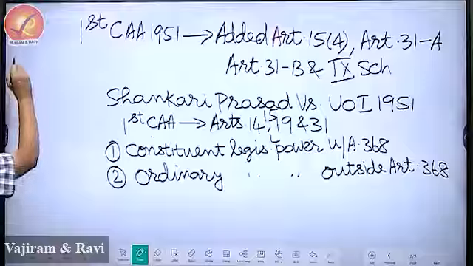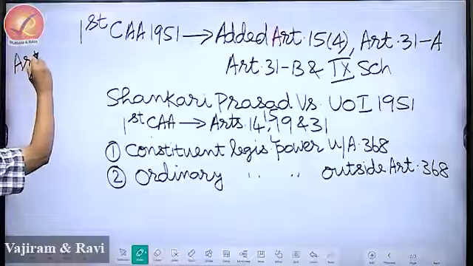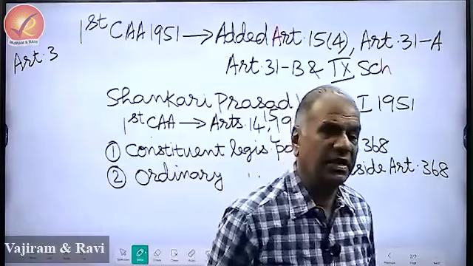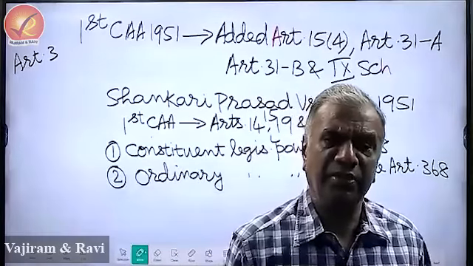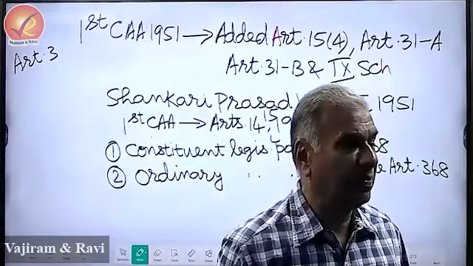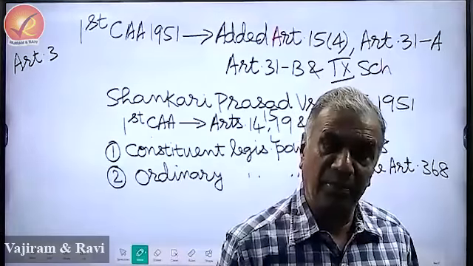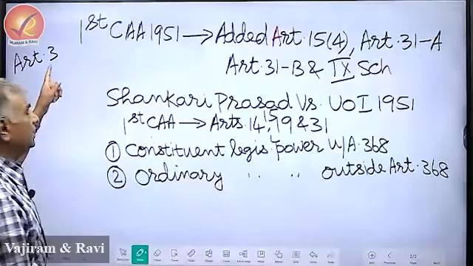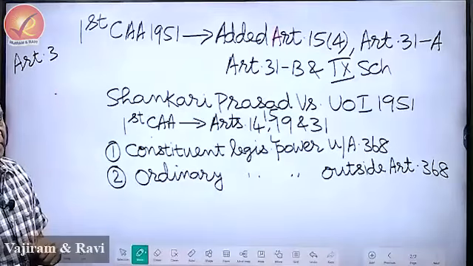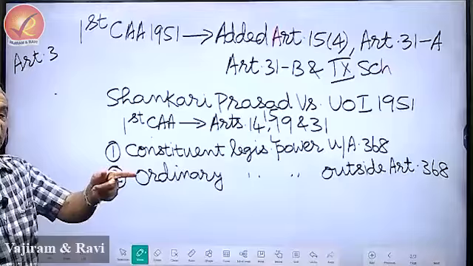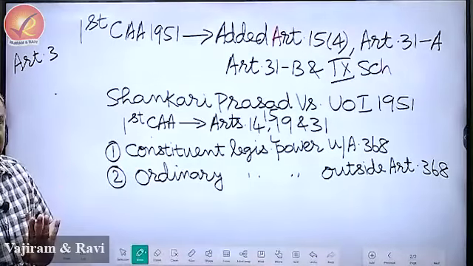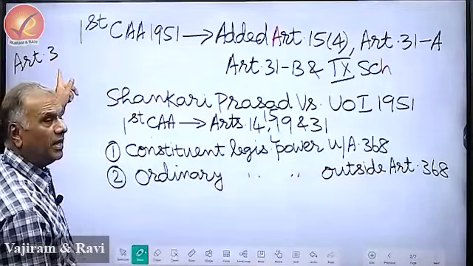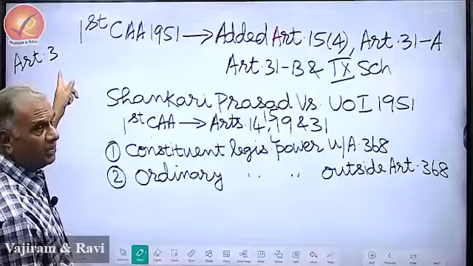For example, what is Article 3? Article 3 says that any change in the name, area or boundary of a state can be brought about by the Parliament by enacting a law. Or in other words, under Article 3, the Parliament has law-making power with regard to the change of name, area or boundary of a state. So outside Article 368, the Parliament has law-making power, which is ordinary legislative power.